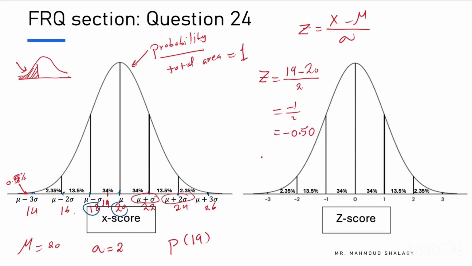Then we will go to the table of values, and the table of values will help you find the exact percentage. That's why we use the z-score, because we have a table of values that will help me find the exact probability or percentage where the z-score equals the given value. Now, let's move to the questions and see how it works.